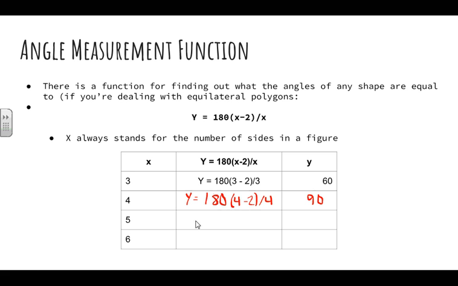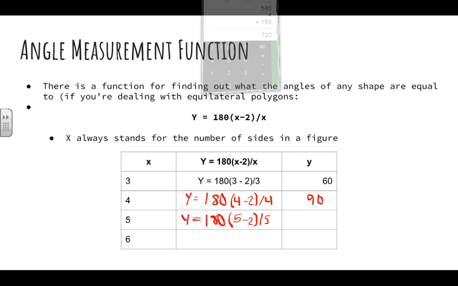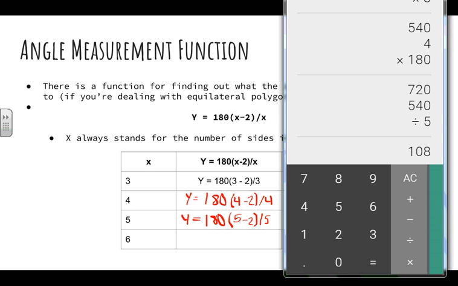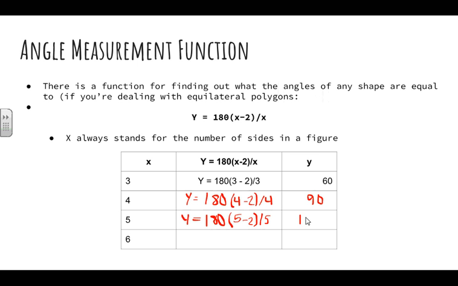All right, let's do a pentagon. Our function would be y equals 180 times 5 minus 2, divided by 5. So 5 minus 2 is 3. And then 3 times 180 would be 540. And 540 divided by 5 gives us 108. So each individual angle in an equilateral pentagon will be 108 degrees.